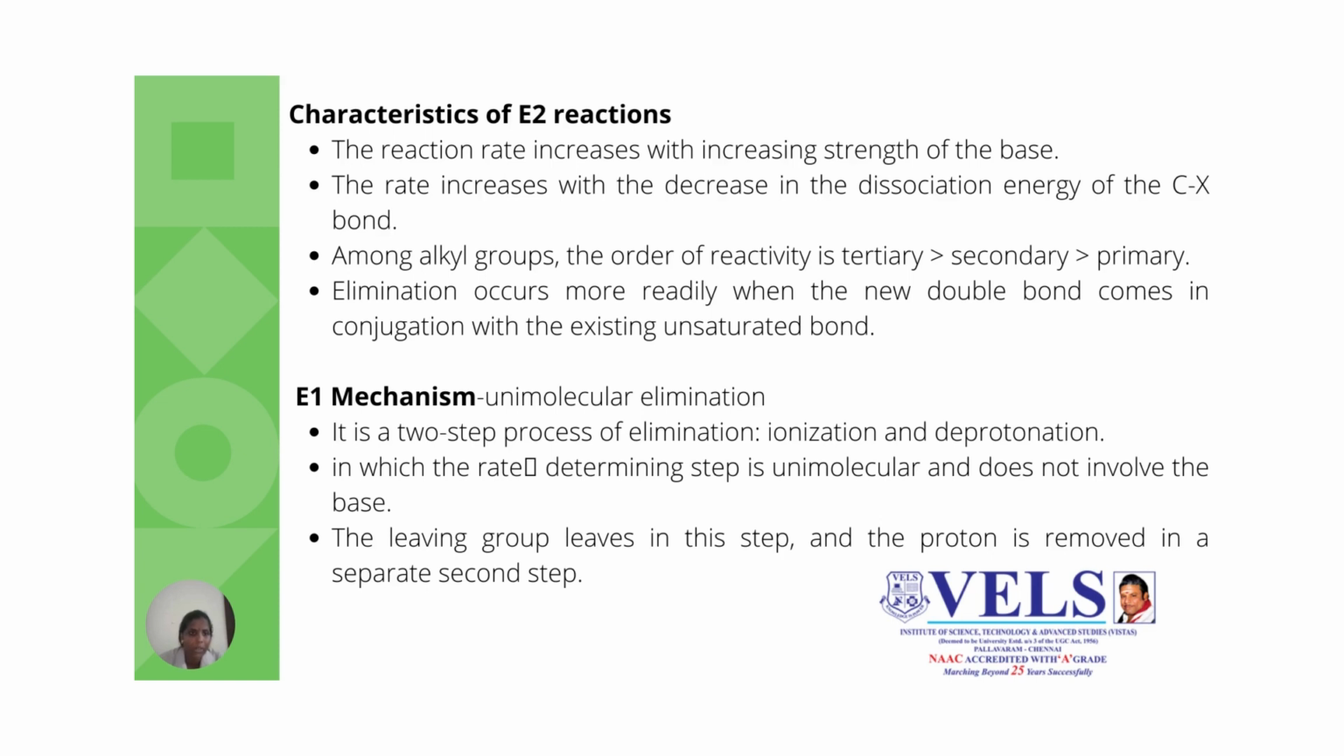Then our next topic is the E1 mechanism. It is also called a unimolecular elimination reaction. Normally, the E1 mechanism takes place in a two-step process. The first step is an ionization process, and the second step is a deprotonation process. Here the rate determining step is unimolecular and it does not involve any base.